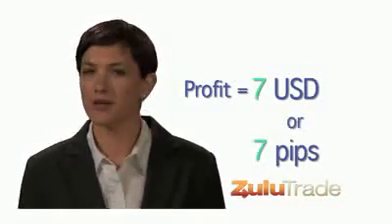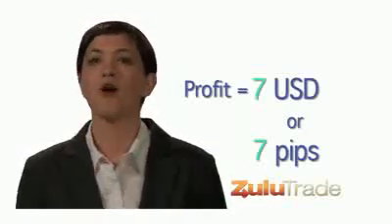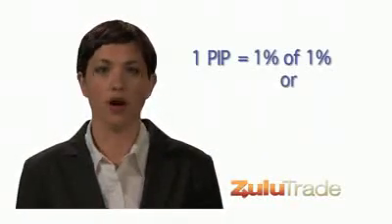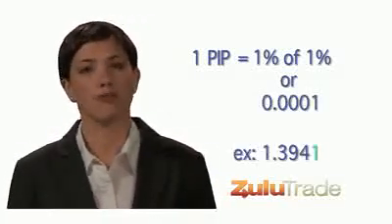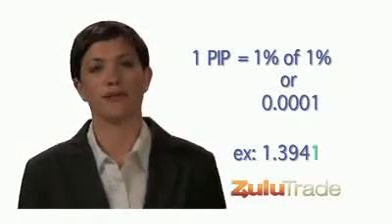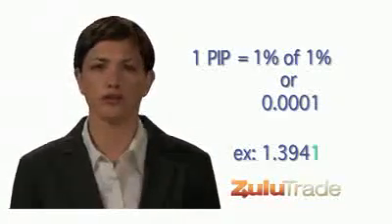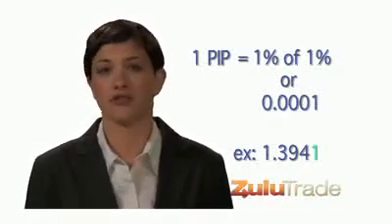What's a pip? Good question. 1 pip represents 1/100th of a percent, or 0.0001, which is the smallest amount of currency fluctuation used by Forex, and it is the unit used to express the price change of an exchange rate.